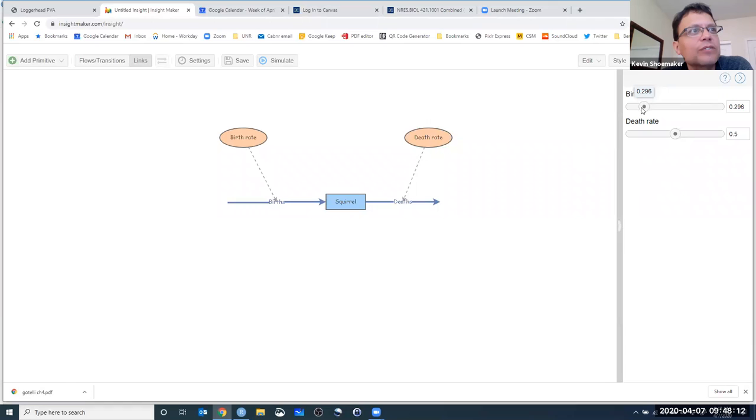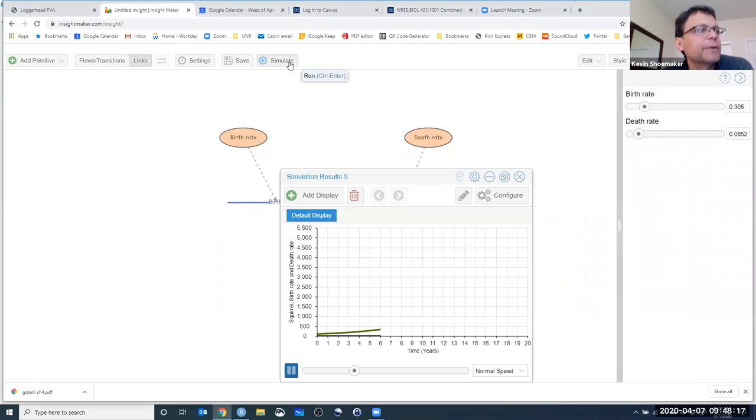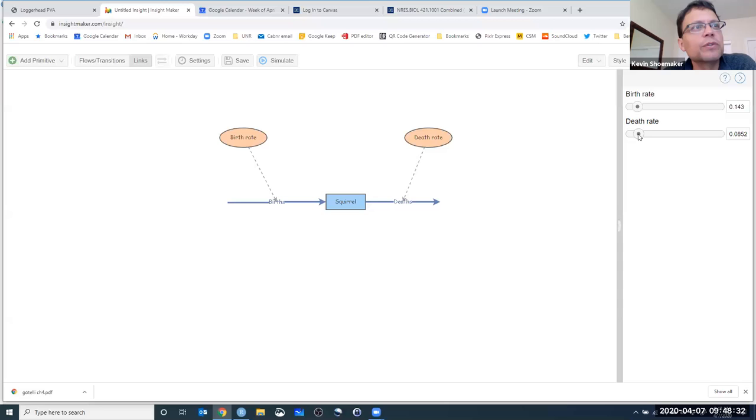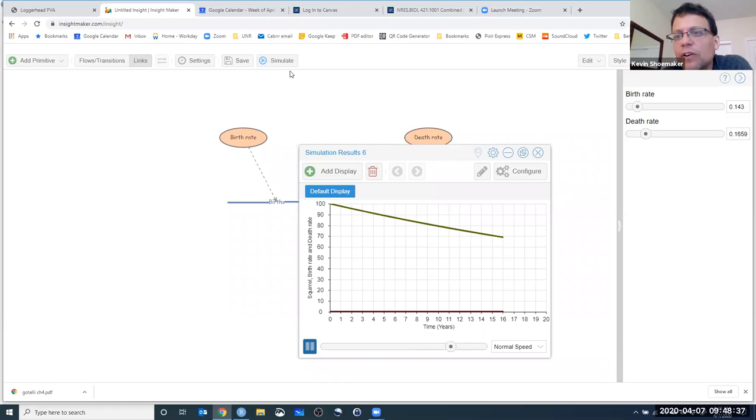And there we go. We can have a lower exponential growth rate. It's not quite as severe. Now we only have 5,500 squirrels by the end of 20 years. That's not too bad. And what if the birth rate was lower than the death rate? Then I have what's called negative exponential growth. The population's declining exponentially because the death rate is exceeding the birth rate. And so we have a negative growth.